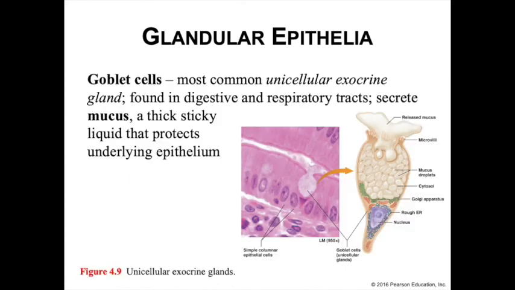A goblet cell is a good example. This is just a mucus gland. It's a fancy name for a mucus gland. We have more mucus glands than we do almost any other type of gland. Find it in the intestinal tract, find it in the respiratory tract. We find it everywhere, and we're going to look at several different types of mucus glands as we go through our different body systems.